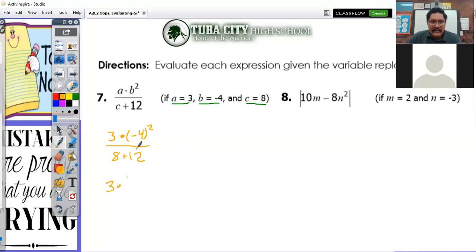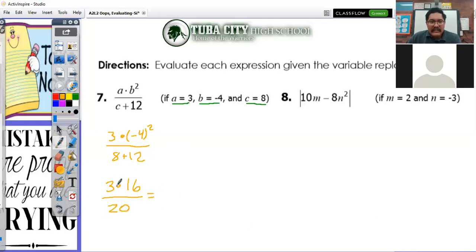3 times, and then -4 times -4. So again, it's squared, so that would be 16. And 8 plus 12. We can take care of that. 8 plus 12 would be 20.